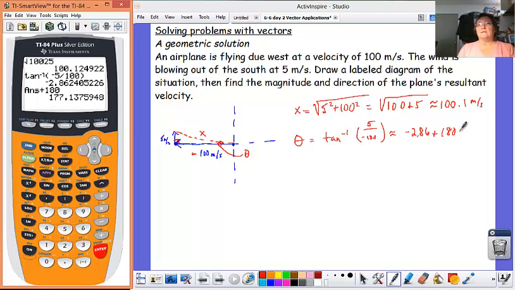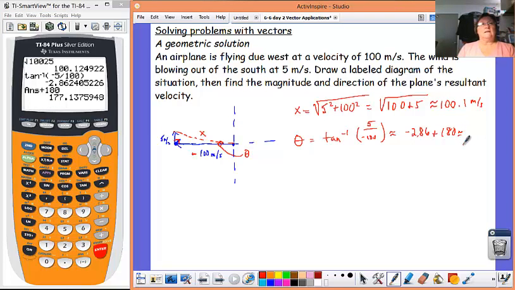And our angle is about 177.1 degrees from the positive x-axis, so in standard position. Our magnitude, our direction. Very good. We've solved problems with vectors both geometrically and algebraically. This one turned out to be nice geometrically because it involved a Pythagorean theorem calculation.